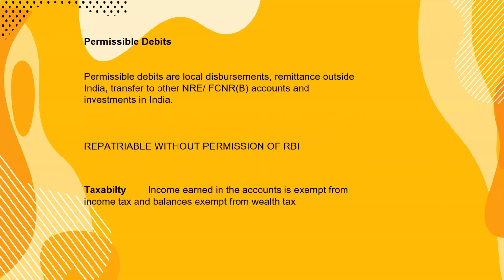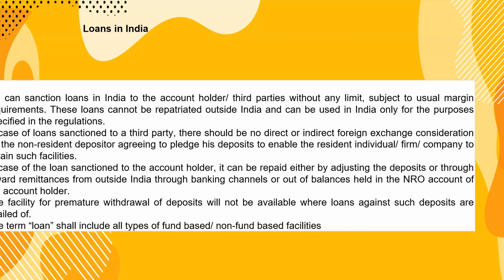Permissible debits are local disbursements, remittances outside India, transfer to NRE, FCNR, other NRE, FCNRB accounts, and investment in India. Repatriable without permission of RBI. Taxability: there's no income tax, there's no wealth tax, there's no TDS also in this. Loans can be sanctioned to the account holder or a third party without any limit, subject to the usual margin requirement. These loans cannot be repatriated outside India, and can be used in India only. In case of a loan sanctioned to a third party, there should be no direct or indirect foreign exchange consideration, with the NRI depositor agreeing to pledge his deposits to enable the resident individual or firm to take such facilities.